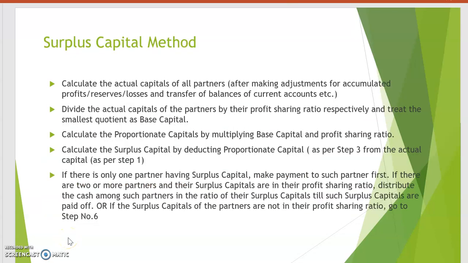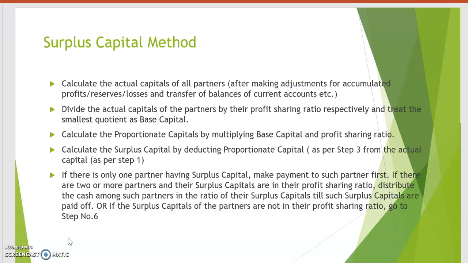Now we discuss there are two methods of piecemeal distribution of cash. First, the surplus capital method, and then the maximum loss method. But in your syllabus, we just discuss the surplus capital method. Under this method, you have to prepare two statements, no ledgers. Only statements are prepared. The first statement is the calculation of surplus capital.